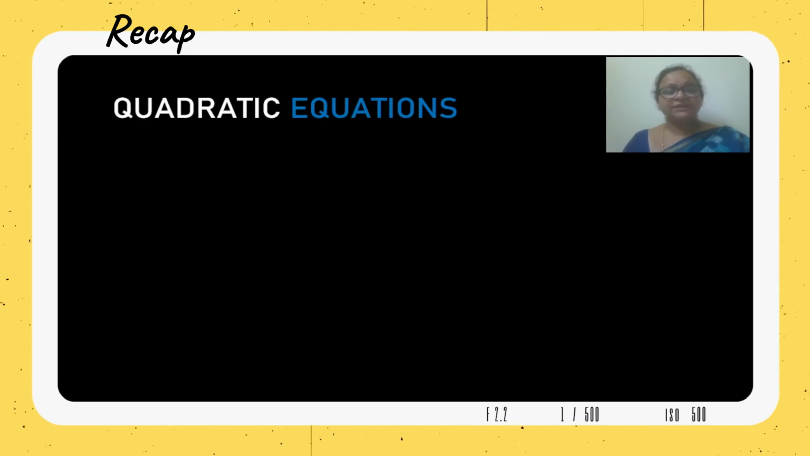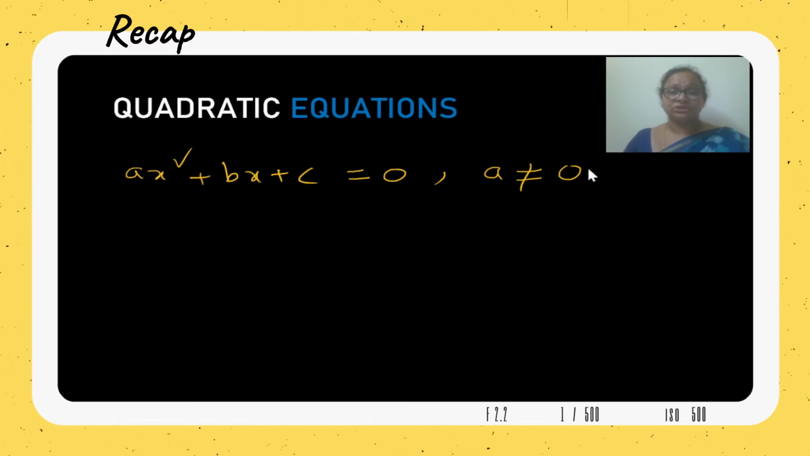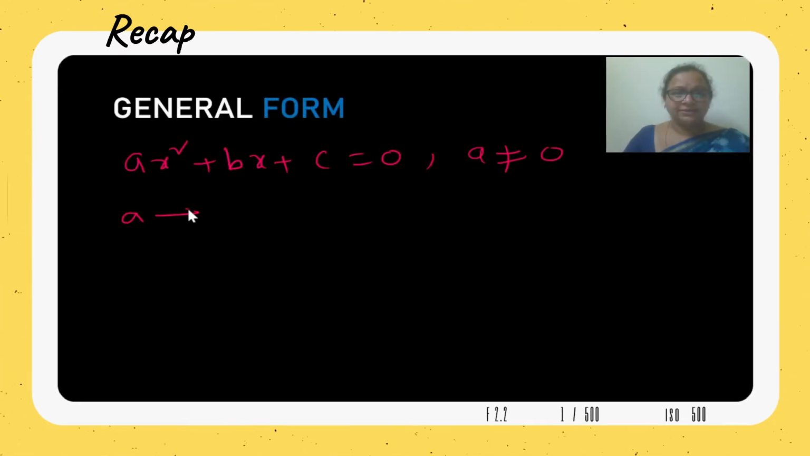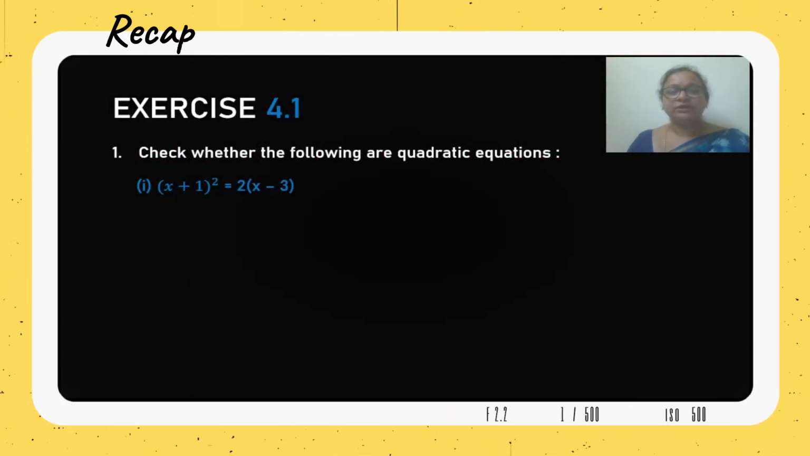Quadratic polynomial, when it is equal to 0, it becomes a quadratic equation. Then what is a quadratic polynomial? ax square plus bx plus c is equal to 0 is a quadratic equation. Here, a is the coefficient of x square. Exercise 4.1. Check whether the following are quadratic equations or not.